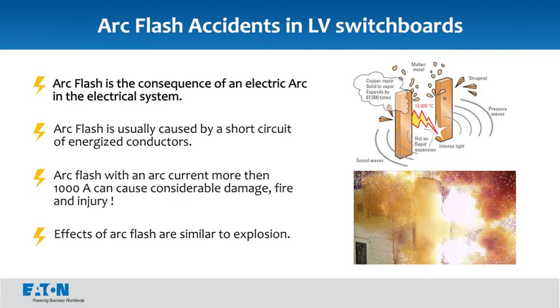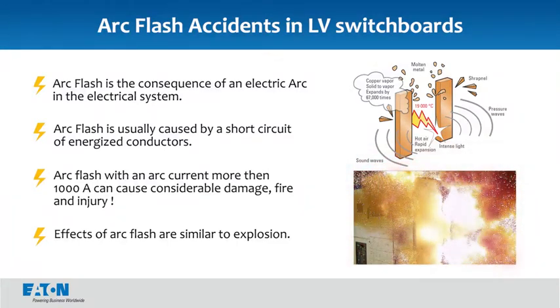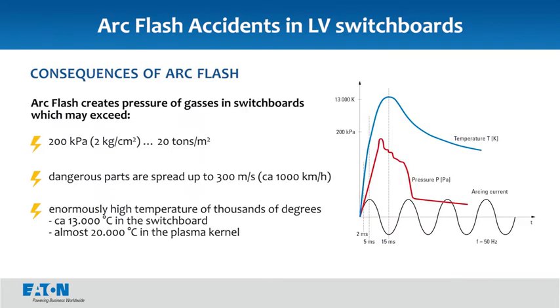Arc flash is the consequence of an electric arc in the electrical system. It is important to know that arc flash with an arc current of more than 1000 amps can cause considerable damage, fire and injury. The effects of arc flash are similar to an explosion. Due to the very high energy of arc flash, the consequences can be very serious.